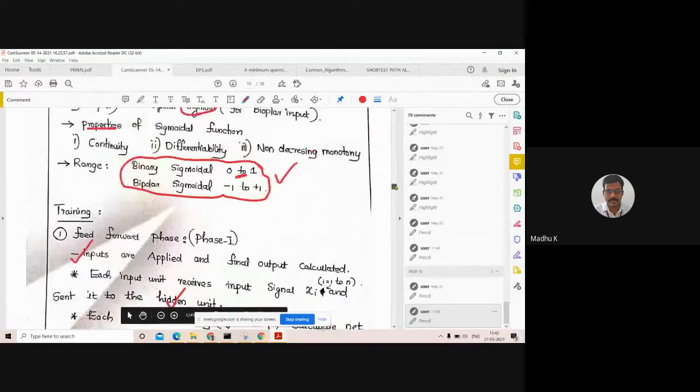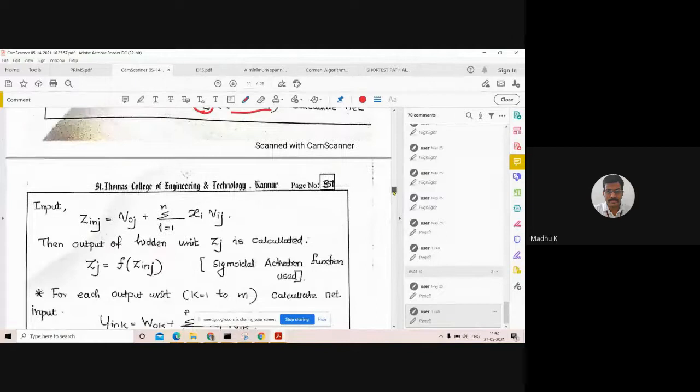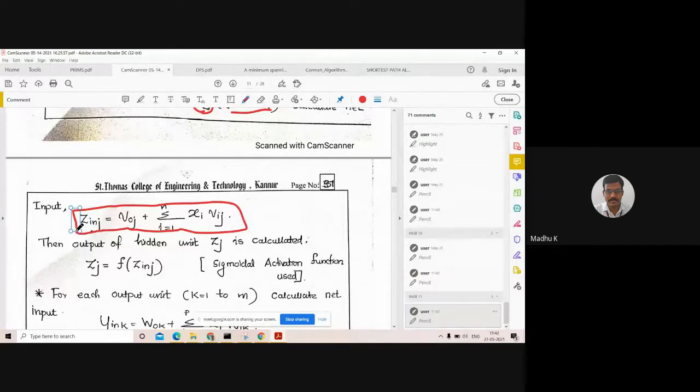Then what will the hidden unit do? The hidden unit is zj, where j varies from 1 to p. There are p neurons in the hidden layer. Each unit calculates the net input coming to it using this equation. This is the net input to the jth neuron: z_inj is equal to v0j plus sigma i equal to 1 to n xi vij.